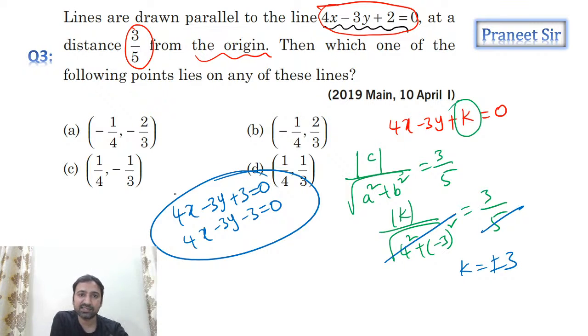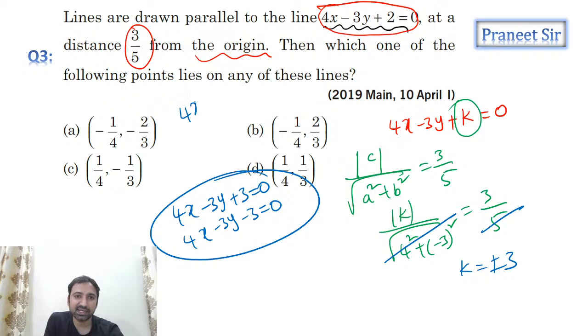So in these two lines, we need to substitute the points. Which of the following points lie on any of these lines? If you substitute the first option, is it satisfying any of the lines? 4x minus 3y, if I calculate, 4x is minus 1, minus 3y is plus 2. So minus 1 plus 2. Minus 1 plus 2 is not at all plus or minus 3.